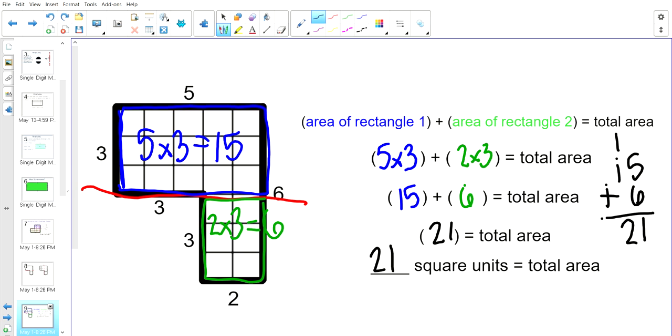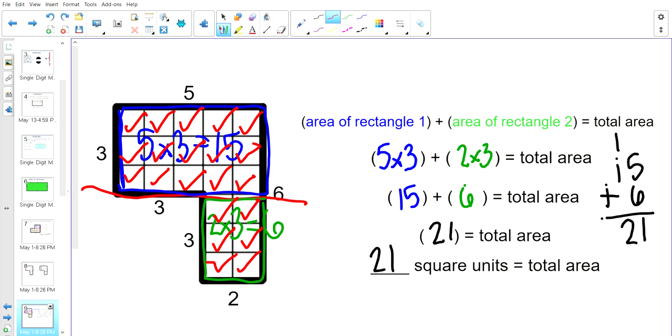Because I can see all of the squares inside of the shape, I'm going to double check my answer by carefully counting all of the squares inside of the shape. Please count with me. 1, 2, 3, 4, 5, 6, 7, 8, 9, 10, 11, 12, 13, 14, 15, 16, 17, 18, 19, 20, 21. There are 21 squares inside of the entire rectilinear figure. So the area of the entire rectilinear figure is 21 square units.